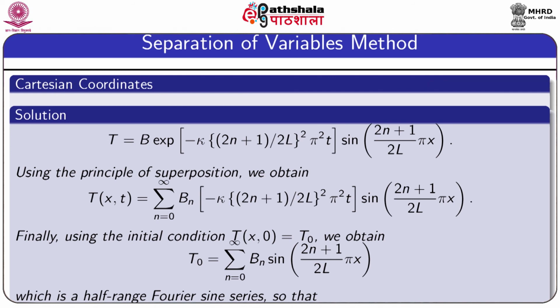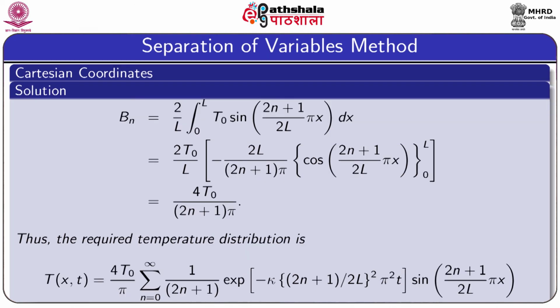Finally, we have to use the initial condition T(x,0) equals T0. So, using that initial condition, we obtain T0 equals the sum over n of Bn sine ((2n plus 1) pi x by 2L). So, this is a very well known series, and this is called the half range Fourier sine series. And we know how to find the constant Bn from this half range Fourier series. So, to obtain Bn, we need to multiply this expression with sine ((2n plus 1) pi x by 2L), and then we need to integrate from 0 to L. That will give the value of Bn as 4 T0 by (2n plus 1) pi.